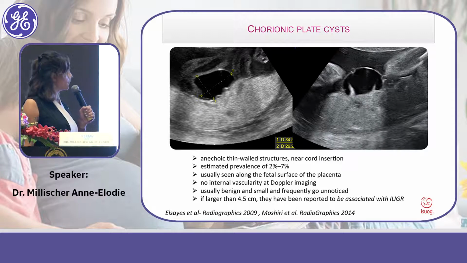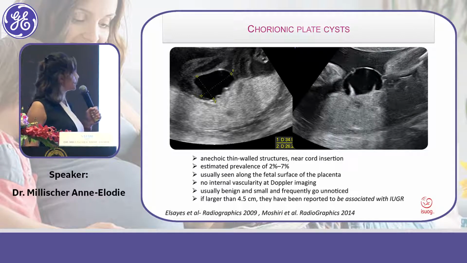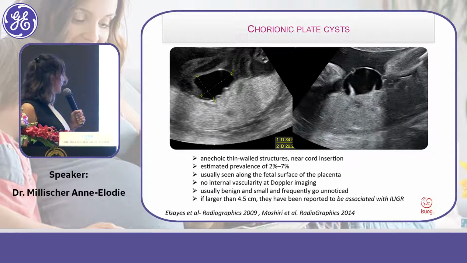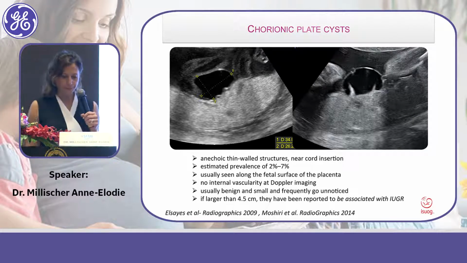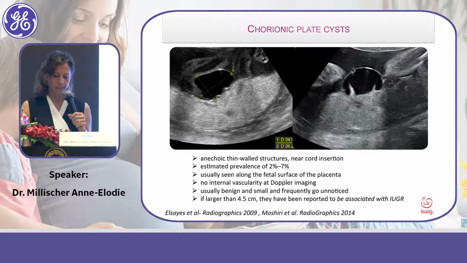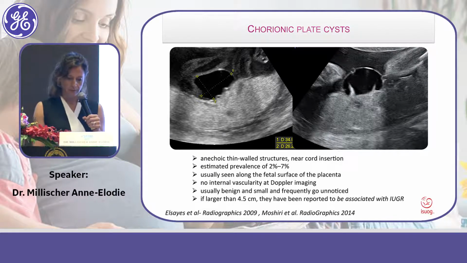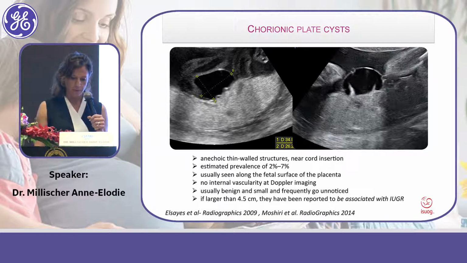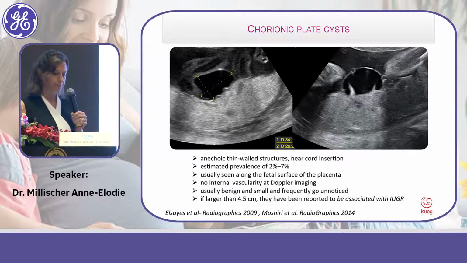We just have to follow up this aspect during the pregnancy, because if it is more than 4.5 centimeters, it can be associated with IUGR. Bình thường cái nang này nó cũng không có gì đáng chú ý, nhưng mà nhiều khi các bạn phải theo dõi nếu như mà cái nang này nó lớn hơn 4,5 cm, tại vì đã có những cái báo cáo là nó sẽ gây ra thai chậm tăng trưởng trong tử cung.